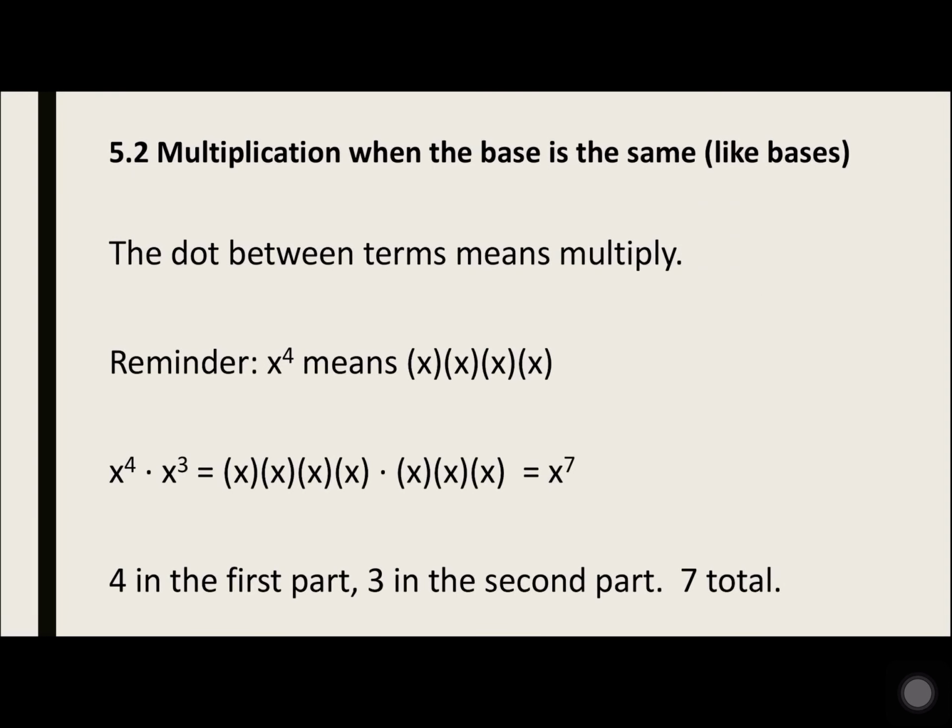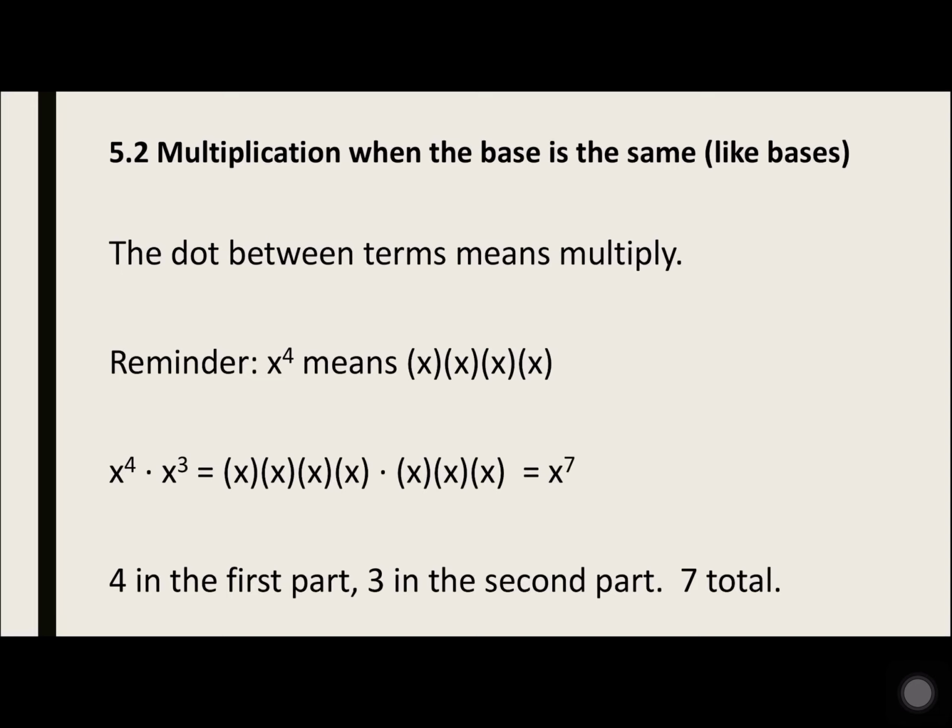5.2 Multiplication when the base is the same, like bases. The dot between terms means multiply. Reminder, x to the fourth means x times x times x times x. You multiply the base times itself, the power tells you how many.